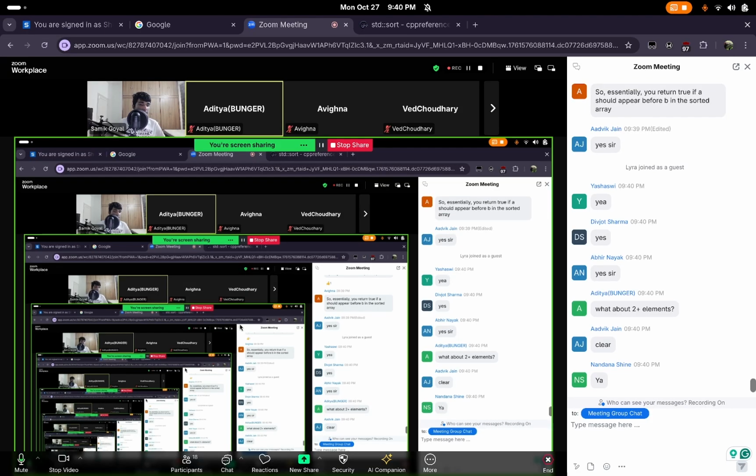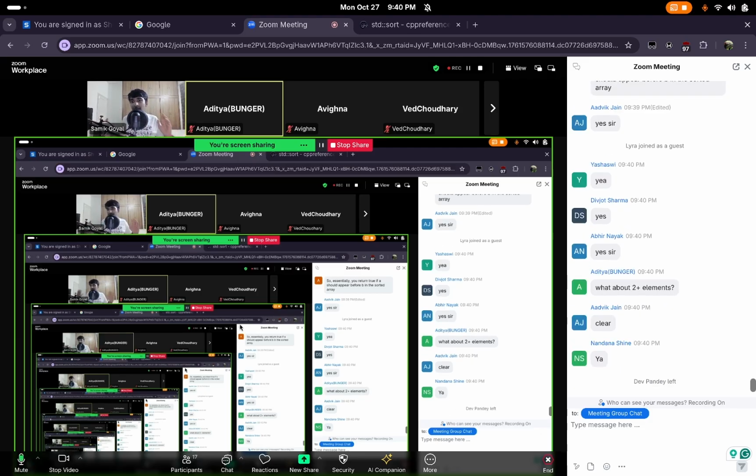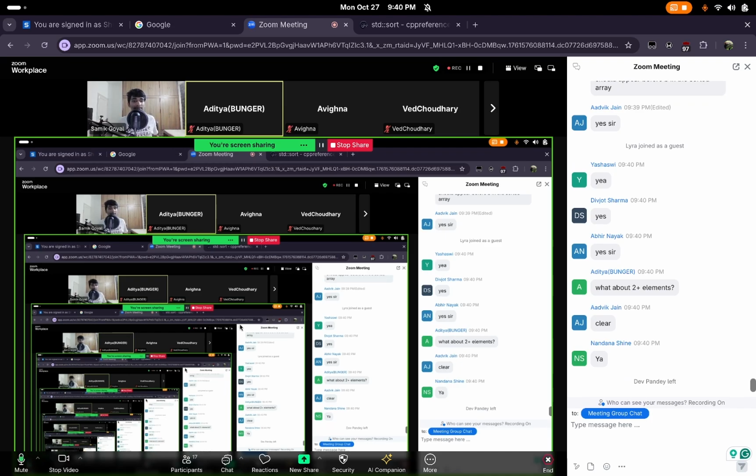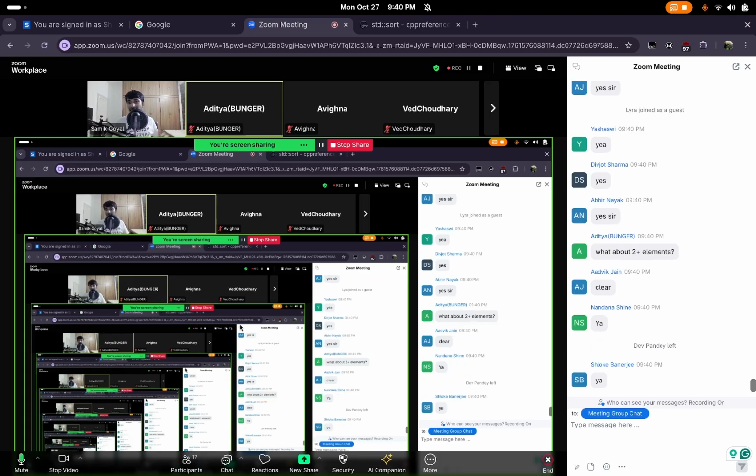What about 2 plus elements? You don't need to care, because the sort function just does that for you. If they give you 2 objects, you just have to tell them which one is less. That's it. The rest, the STL is going to handle. This is one of the reasons why the STL is so powerful: you just need to give it what it needs and it will do all the heavy lifting.